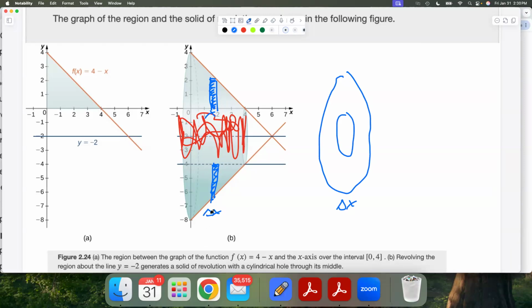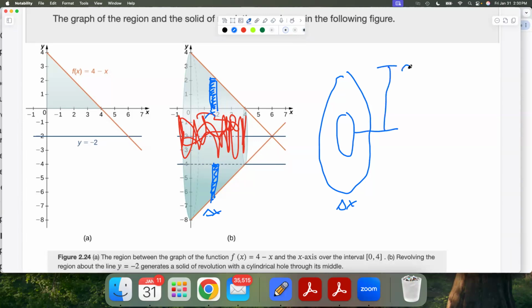As soon as I write delta x, I know I'm integrating with respect to x. I know everything I write needs to be x's. I need my limits to be x values. I need my functions to all be functions of x. Okay, what's my outer and inner radius going to be?